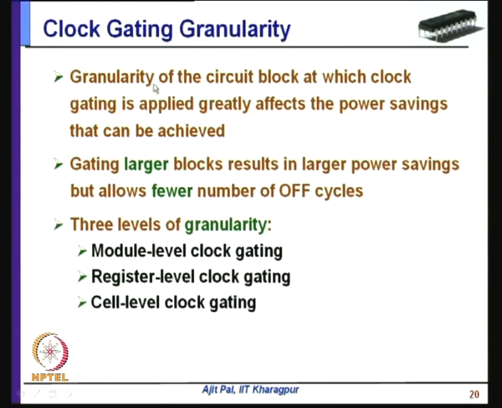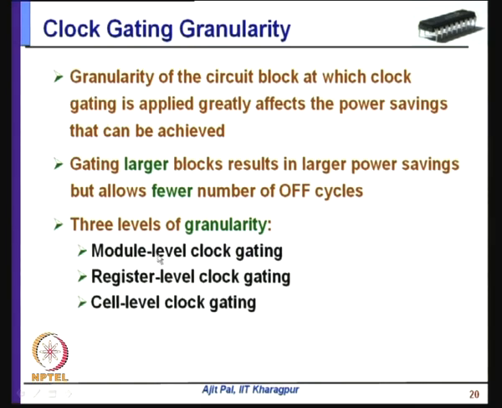And the clock gating can be done with different levels of granularity. The granularity of the circuit block at which clock gating is applied greatly affects the power savings that can be achieved. If you get a larger block, then there is a larger power saving that will take place, but you will get fewer opportunities to do so. That is the reason why there are 3 levels of granularity: module level clock gating, register level clock gating, and cell level clock gating.